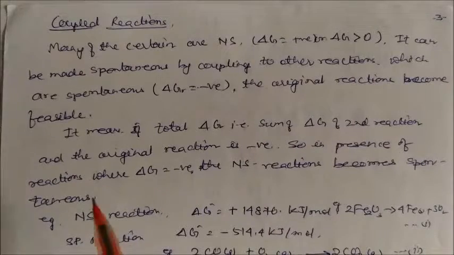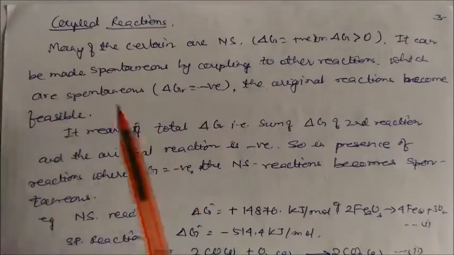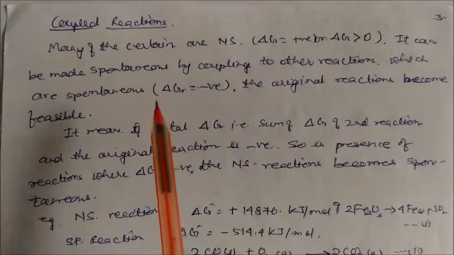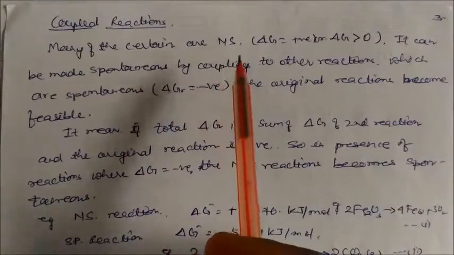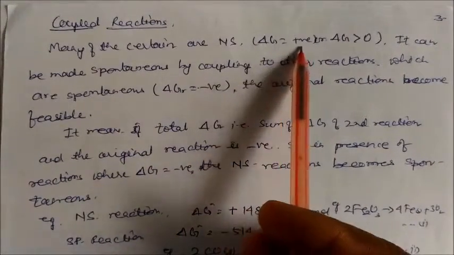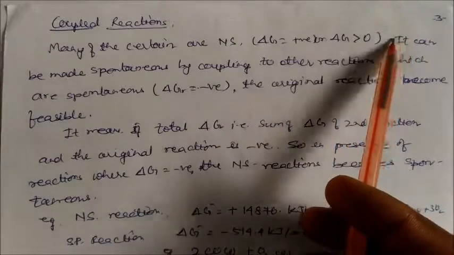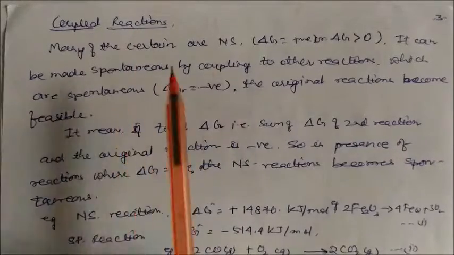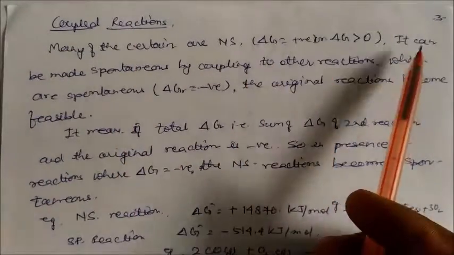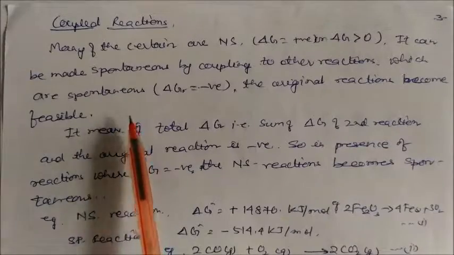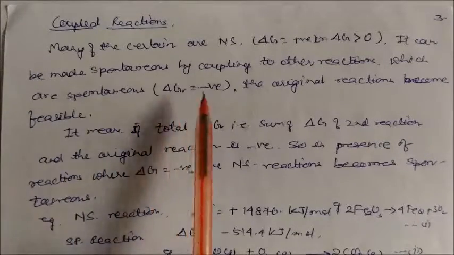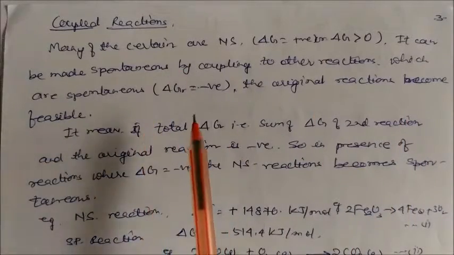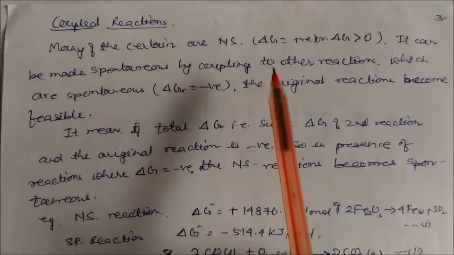Now we see one of the additional or supporting topics, called coupled reactions. Many reactions are non-spontaneous, which means their delta G during the process will be positive, greater than 0. We can convert those non-spontaneous reactions into spontaneous reactions by coupling them to another reaction. After coupling, delta G will be negative. This means the original reaction becomes feasible by adding another reaction whose delta G is already negative.